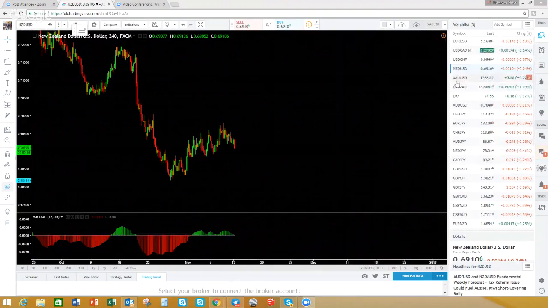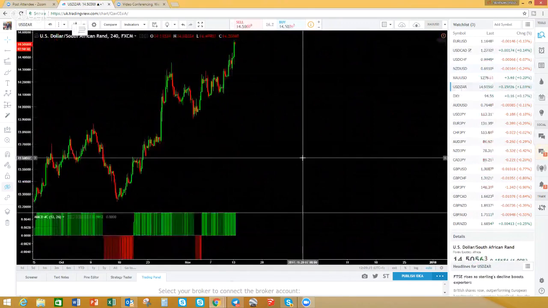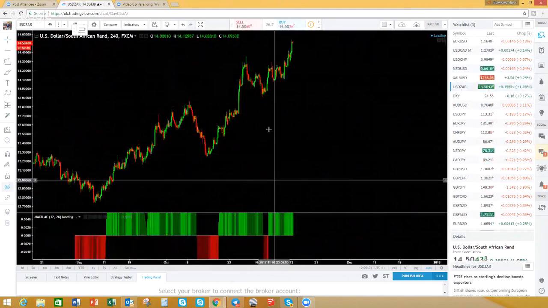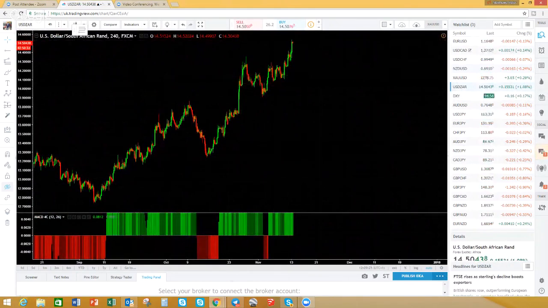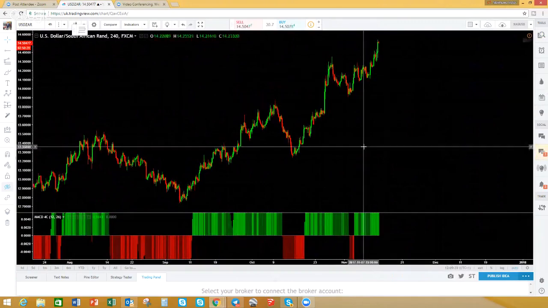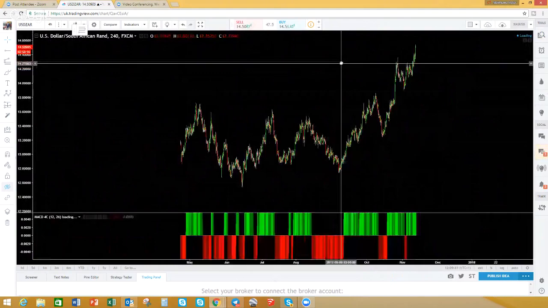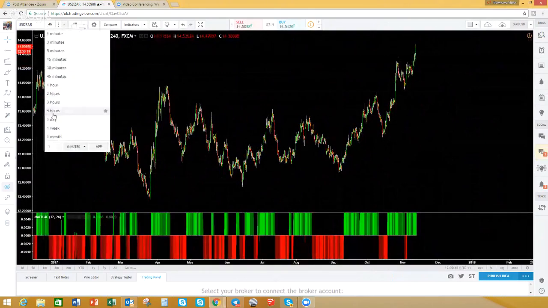Okay, so next one, I'm gonna do the US dollar ZAR. So US dollar ZAR, last week I said I wanted to go to at least a minimum of 1448. We've reached that area now. Right, so let's do this one properly. Let's do US dollar ZAR. Structure, I've shown this structure last week. Let's go daily.